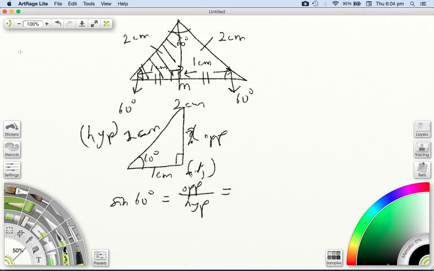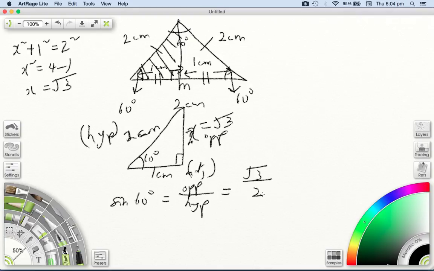So I'm going to say x squared plus 1 squared equals 2 squared. Pythagoras' theorem. So x squared is 4 minus 1. x equals the square root of 3. So this is root 3. Okay, now what's opposite? Well, opposite is root 3 over hypotenuse. So that's root 3 over 2, which is what I did just now.